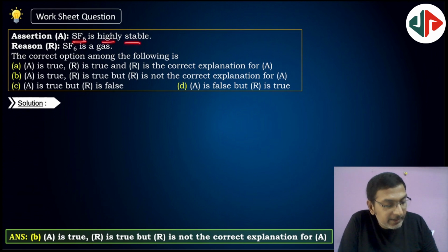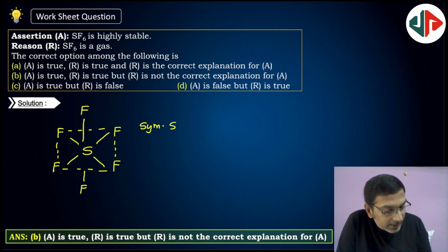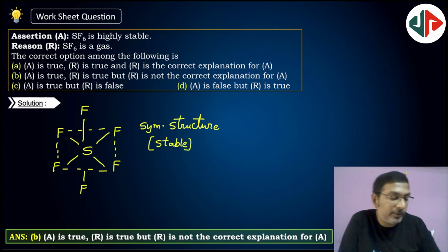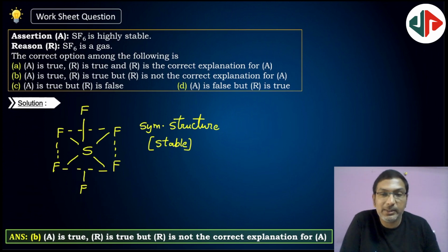SF6 is highly stable due to spherical geometry. SF6, very, very important example. Highly symmetrical molecule, symmetrical structure. Therefore, highly stable. Spherical geometry. Next, SF6 is a gas. Due to low surface area, van der Waals forces will be weak. Therefore, that exists in gaseous phase.